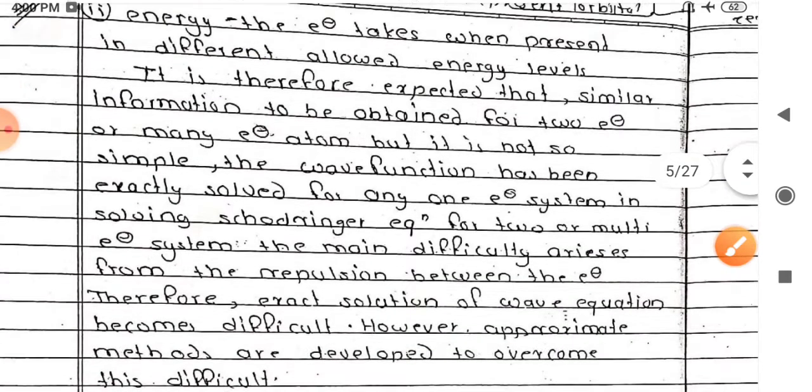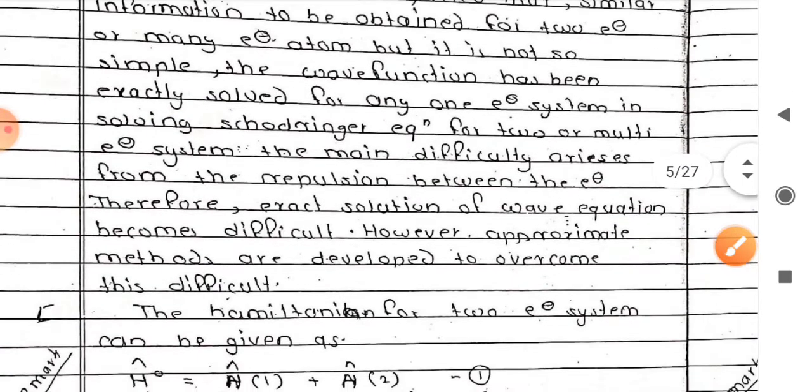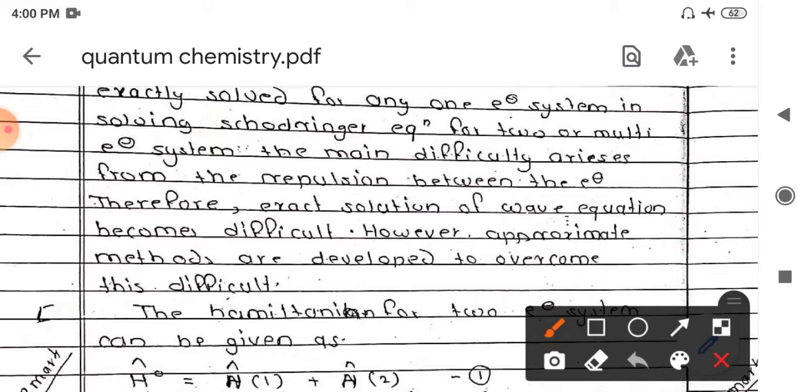It is therefore expected that a similar treatment can be used for the two electron or multi-electron system, but it is not so simple, because for obtaining the solution we have to solve 6 variables. Okay, so for this we will have to solve 9 variables, so it becomes quite difficult. So the wave function has become quite difficult for such a system, and these approximate methods are developed so as to overcome this difficulty.